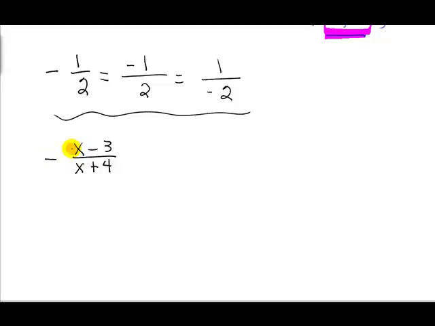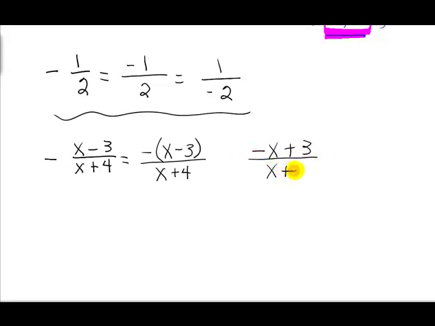We're going to put the negative at the top, but then we're going to apply that negative. So we want to rewrite this. The negative is going to come to the top, and it's applied to the x minus 3, and then our denominator stays the same. If I go ahead and distribute that, then this will also be equal to negative x plus 3 over x plus 4.